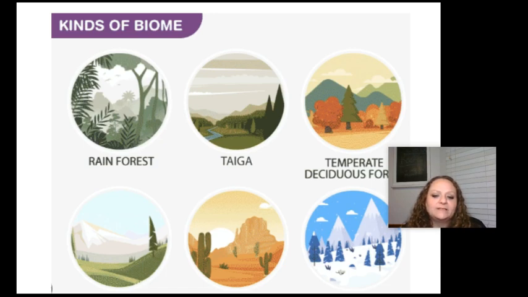Deciduous forest. A deciduous forest is, it's us. It's where we live. We live in Virginia, and Virginia is all deciduous forest. This is going to have trees that lose their leaves in the fall, like oak trees or maple trees.